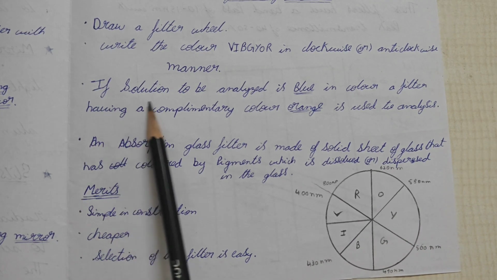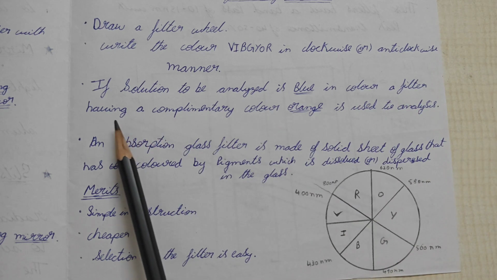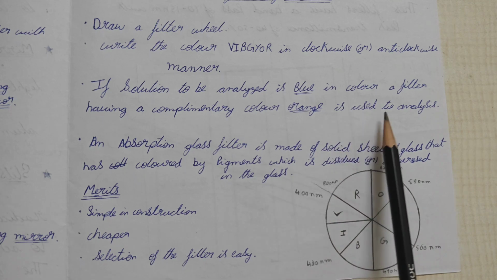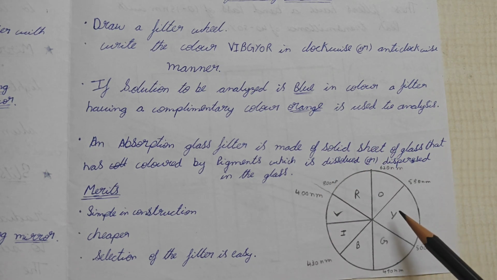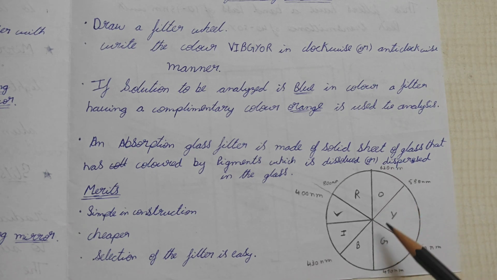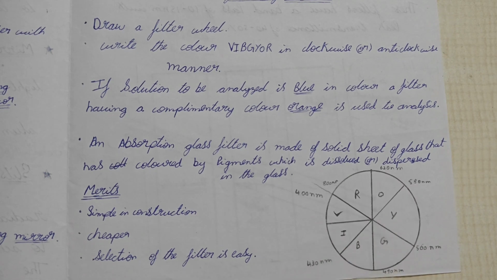Next, if the solution to be analyzed is blue in color, a filter having the complementary color orange is used for the transmission of light. All the other radiation will be absorbed. Only the light that passes is transmitted, meaning the required wavelength. All the other radiation will be absorbed. That's the basic principle.